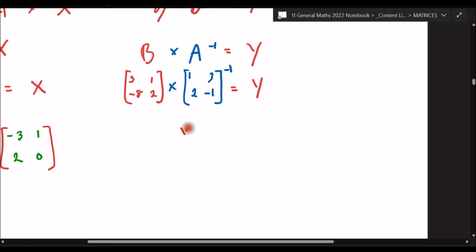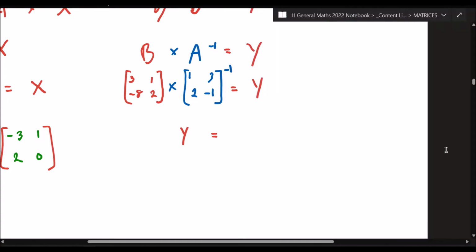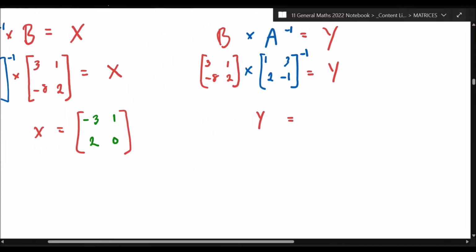So Y is equal to, my calculator. So look what I've done. It's going to be B times A inverse. It's going to be B matrix times A inverse. So A to the power of -1. And like I said, look how the answers are different. Okay, you've got 5/7, 8/7, -4, 7, and 26. It's different to X matrix there.